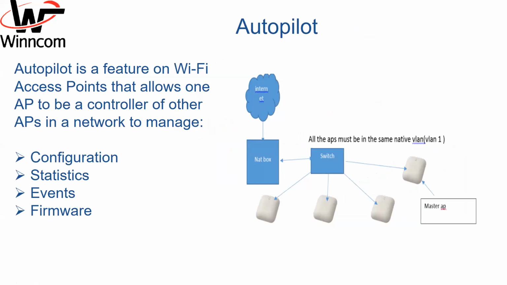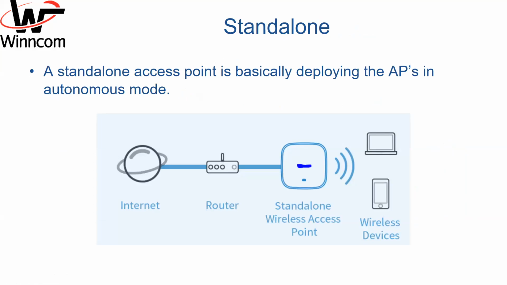And then the other option is standalone. A standalone access point basically provides connectivity between the different wireless devices. It takes the frame from the connected devices, and based on the physical address, it forwards it to the destination device. So these access points operate in autonomous mode, without the need of a controller.